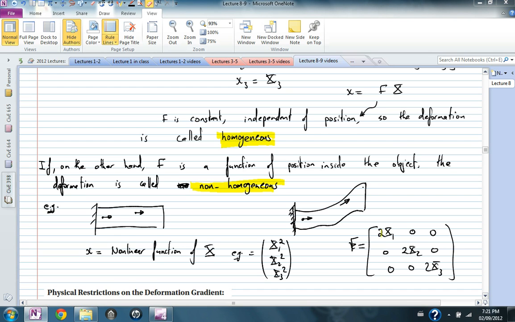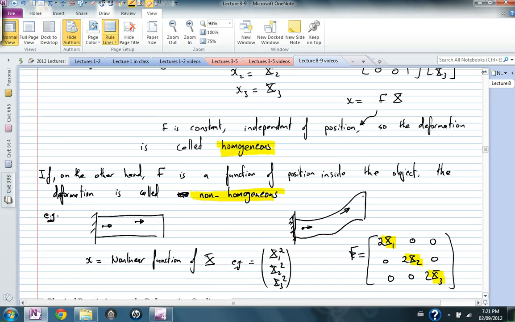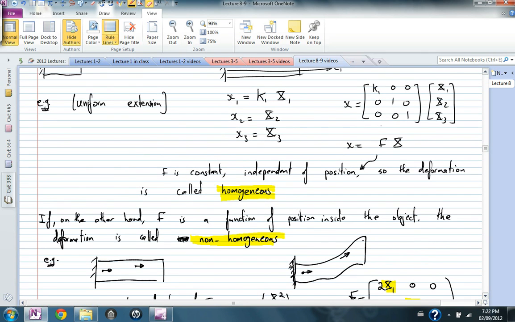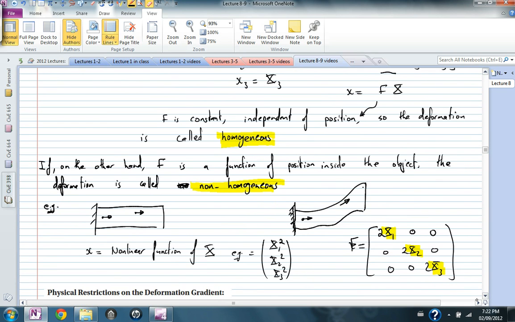You'll find the position components explicitly appear inside F, and so this is a non-homogeneous deformation. Again, a homogeneous deformation is when F is not a function of position. For example, here F is not a function of position, all the entries of F are constant. In this second case, the entries of F have position inside of them, so it's called a non-homogeneous deformation.